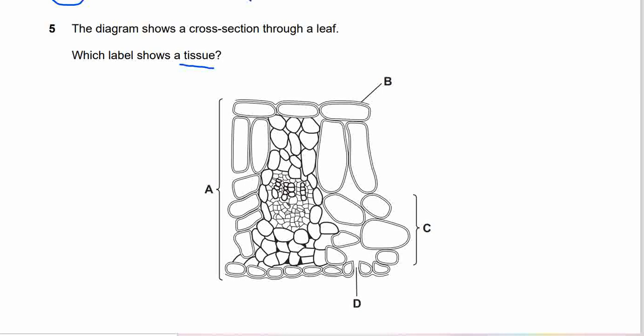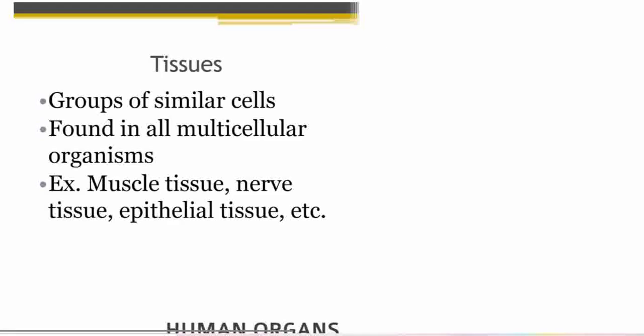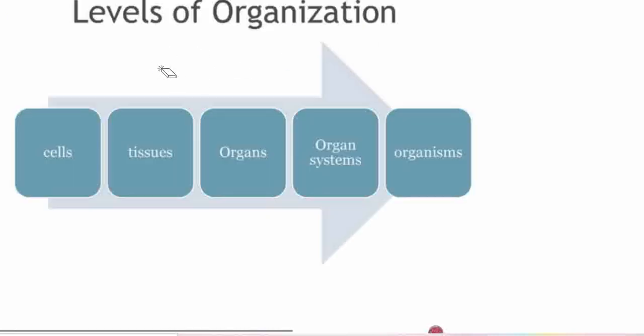Let's see the cell and organisms revision notes. Tissue is a group of similar cells found in all multicellular organisms. Example, muscle tissue, nerve tissue, epithelial tissue. So this is the level of organization. You start from cells. Similar cells will form tissue. Different tissue will form organ. Different organ will form organ system. Different organ system form organism.